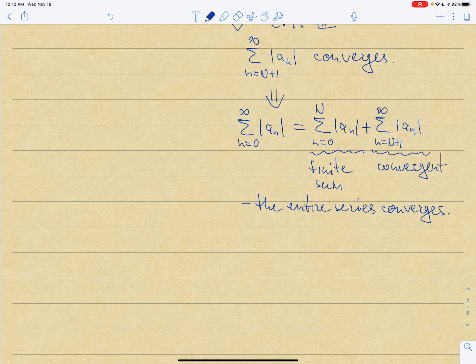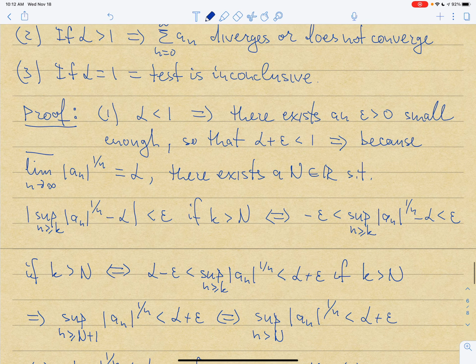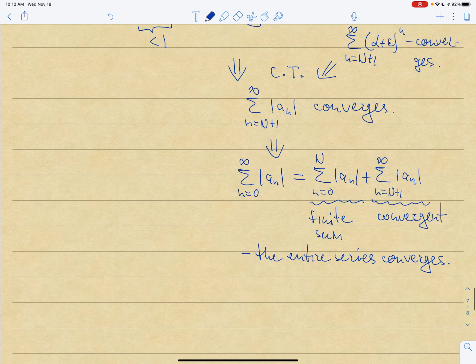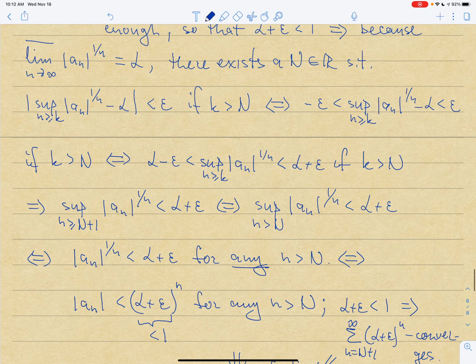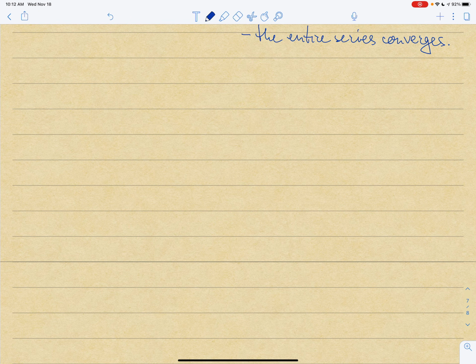All right, so we proved that the entire series of absolute values of a_n converges. So that means that the series of a_n converges absolutely, which I did state. Okay, so that proves part number 1. Let's move on to part number 2. So again, here we're assuming that alpha is going to be greater than 1. And let's see what the consequences of that are.